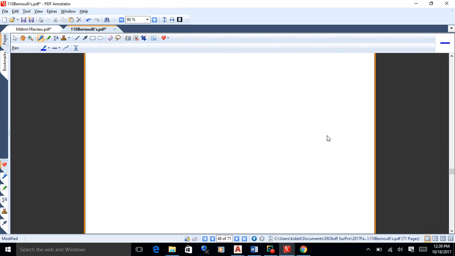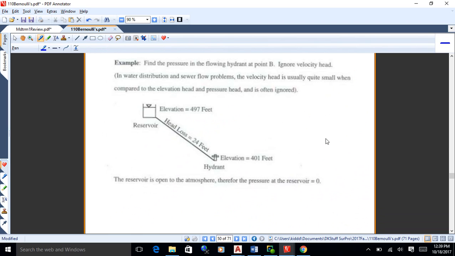So why don't you, if you like, try that approach. Let's look at this one here. We're going to ignore velocity head on this one, which is a fairly common thing to do. We have an open reservoir there, and we're just going to feed a fire hydrant. You've got the elevations given. Let's find the pressure in the hydrant. We know the head loss will be 24 feet when the water runs down. We're going to ignore velocity head. That's going to be our starting point up at the top.